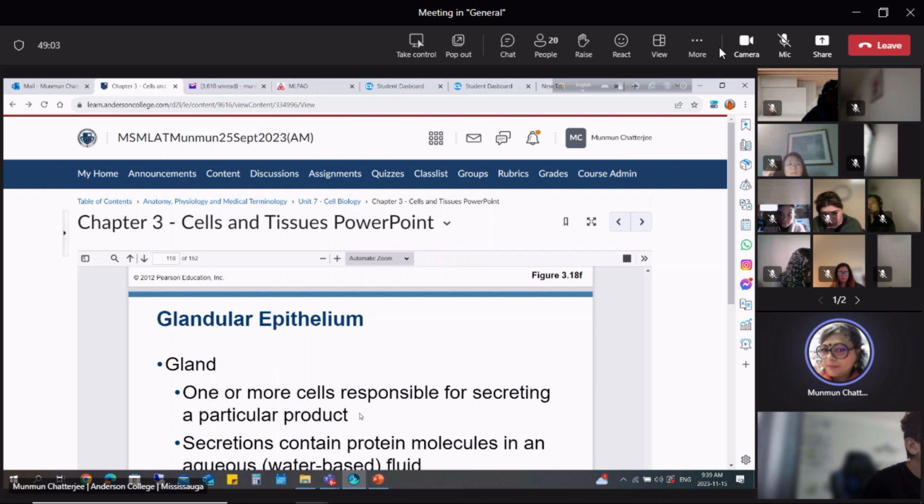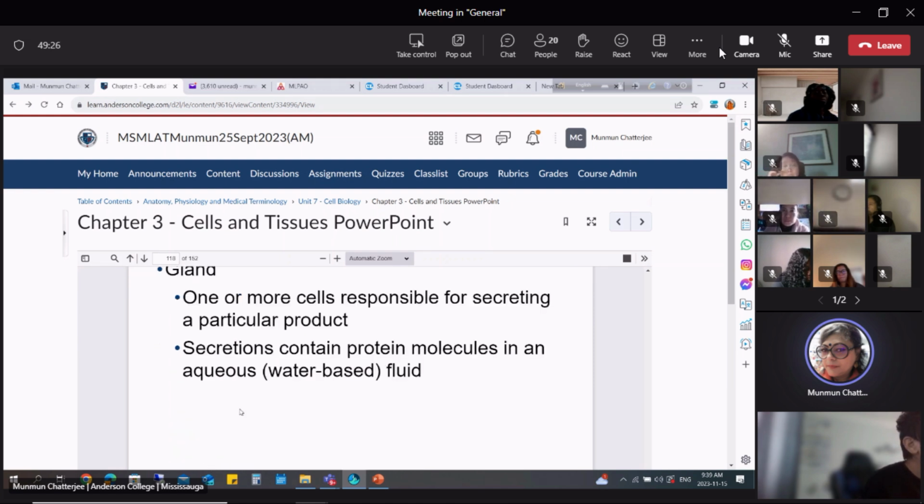Now we are going to the glandular epithelium. From the name we can understand that a gland secretes something. It is one or more cells responsible for secreting a particular product. It's not only squamous or cuboidal epithelial cells. So what are glandular cells? One or more cells responsible for secreting a particular product. That is called the glandular epithelium. Secretion contains protein molecules, or is an aqueous, water-filled fluid.